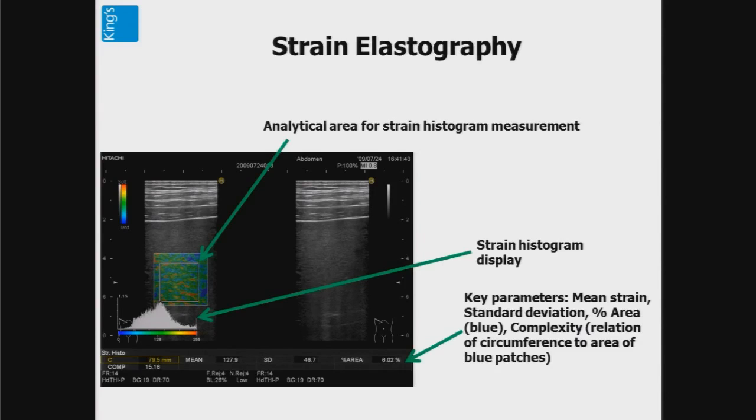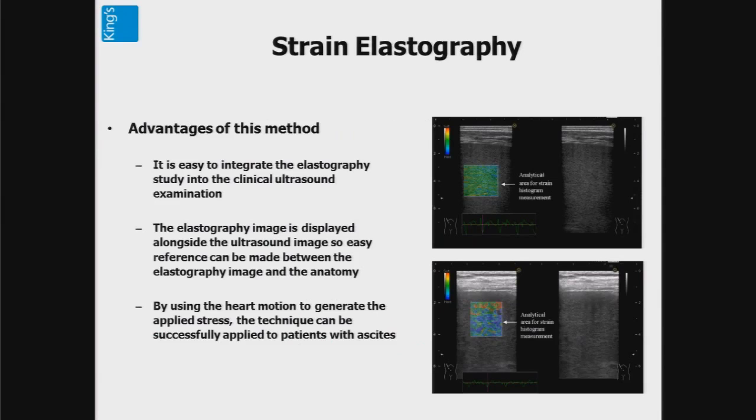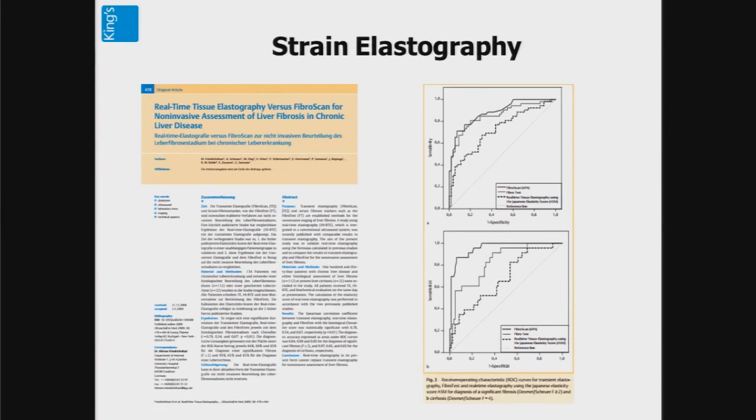So slightly different method from just putting a pulse in. You're actually using the heart to compress the liver. And the advantage of this method is it's easy to integrate into your machine. You're looking at the liver, you can see what you're looking at, and you have a display of color pattern through that liver so you can understand which is harder, which is not harder.